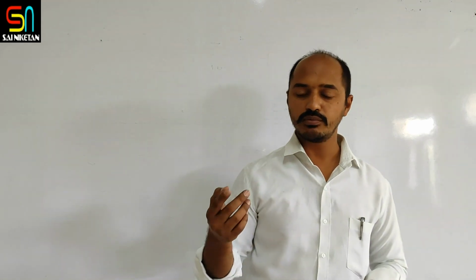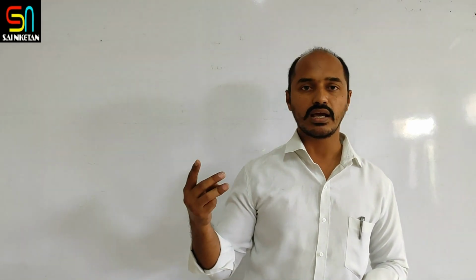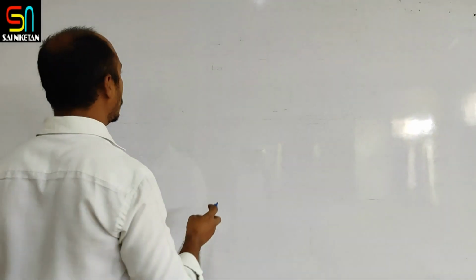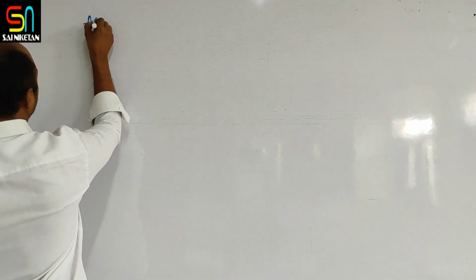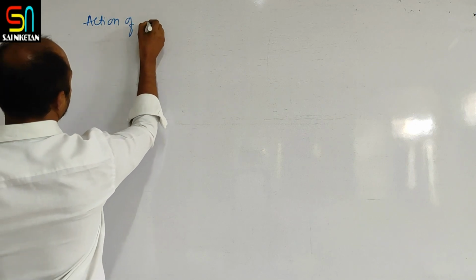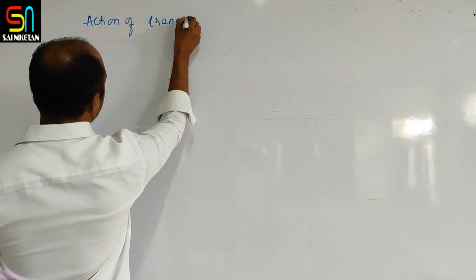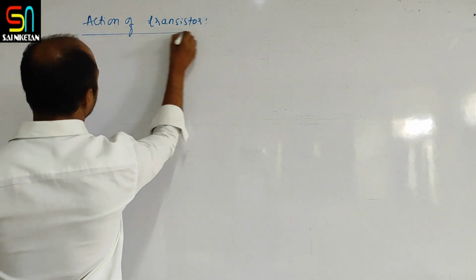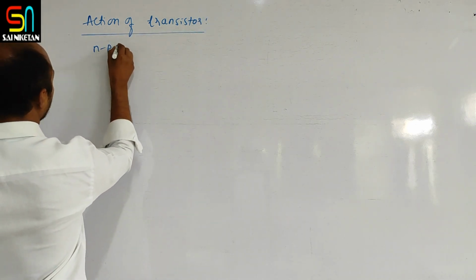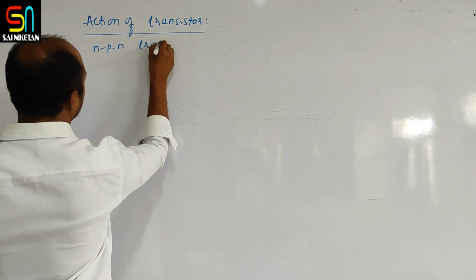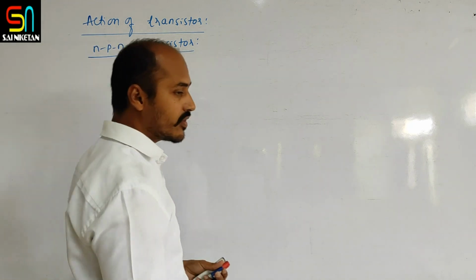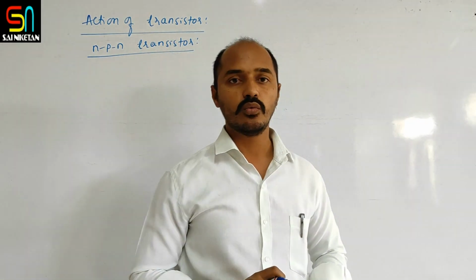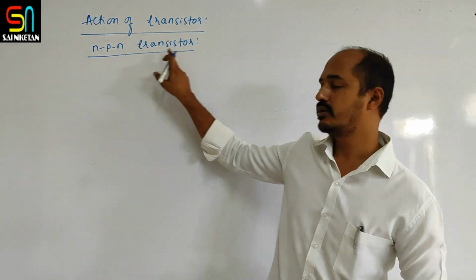And we have also studied what we mean by emitter, what we mean by base, and what we mean by collector. So today we will study how we can connect the transistor with the external battery. This is called the action of transistor. First we will connect the NPN transistor. We will see how it behaves, what is the direction of current, and how we connect it with the battery. First, NPN transistor.